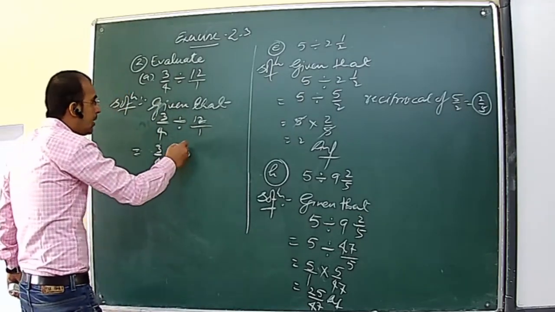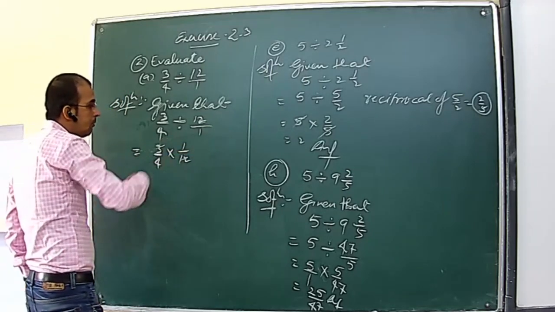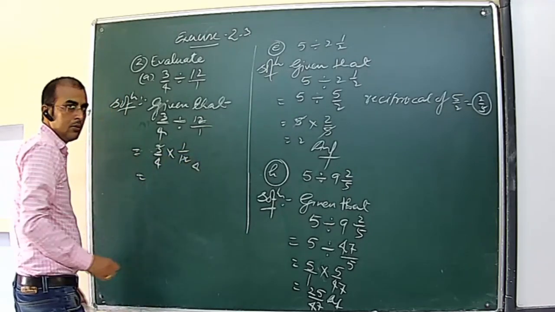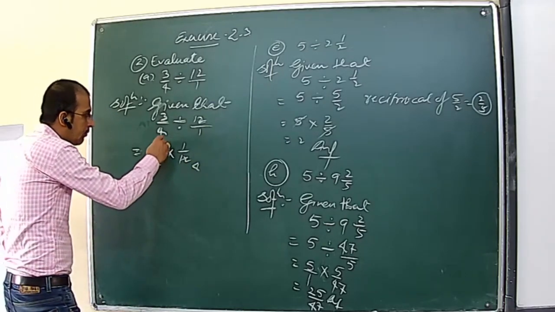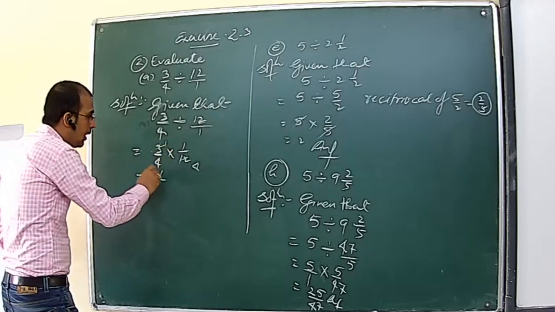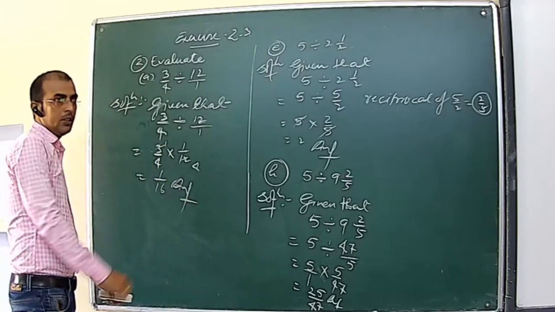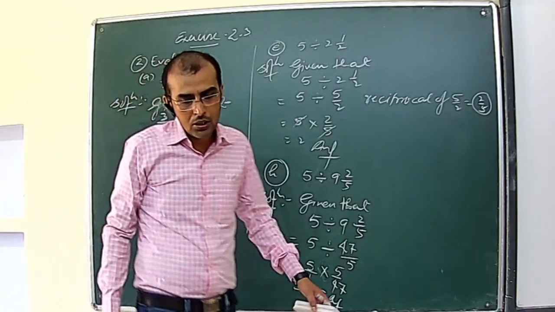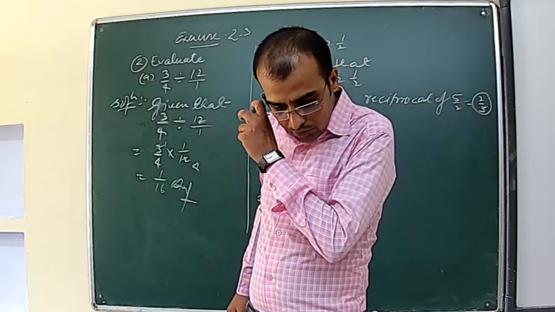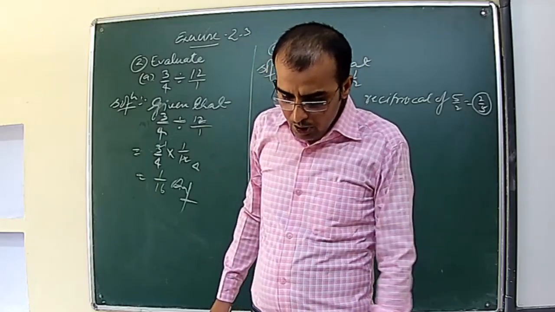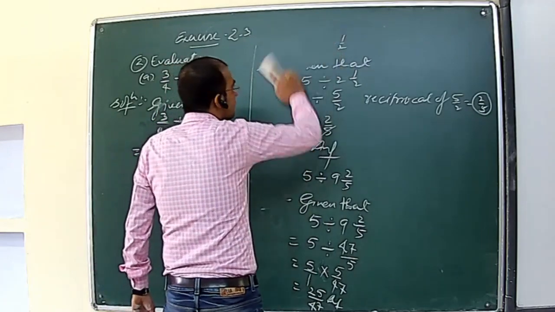So we can write 1 by 12, and now we can simplify 3 by 4 times 1 by 12. Here 1 time, then 1 into 1 is 1, and 4 into 4 is 16. This is your answer. Is it clear? This is question number 2A. Now the second H, the last question, the last part.